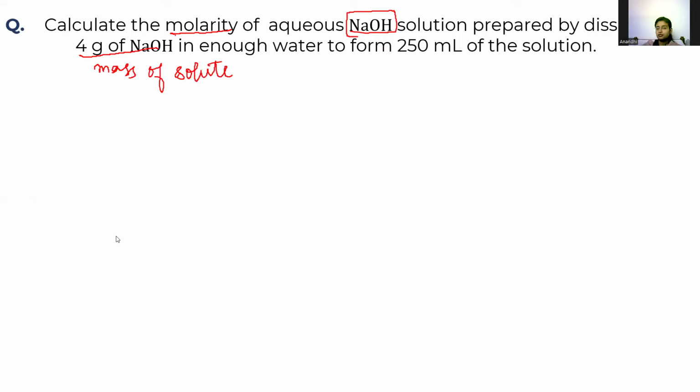Units are very important for physical chemistry. So before proceeding with the formula, just check the units. If the mass is given in terms of kilogram, then you need to convert that to gram. Then only you have to proceed.